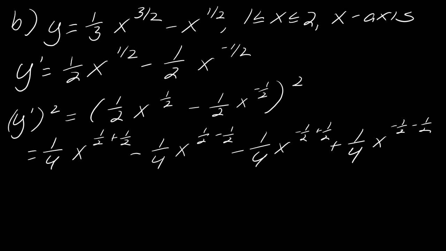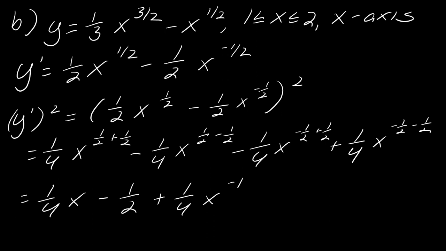So this will come out to what you see here. So these just become x to the first. These become x to the negative first. 1/2 minus 1/2, so x to the 0 just equals 1. So this really is just negative 1/4 minus 1/4, so that's negative 1/2. Okay, so now I need to add 1 to that.